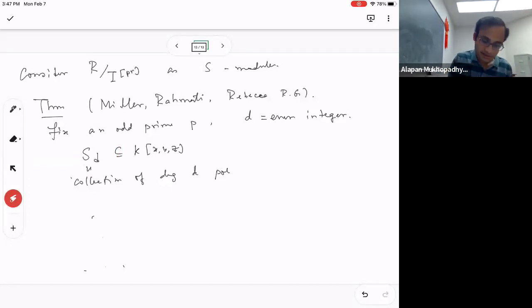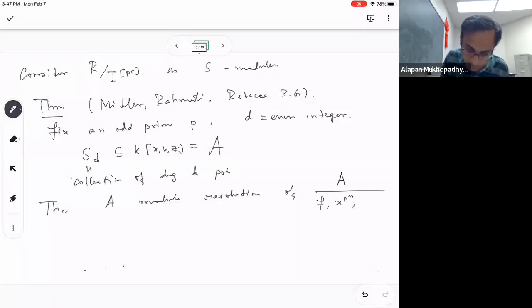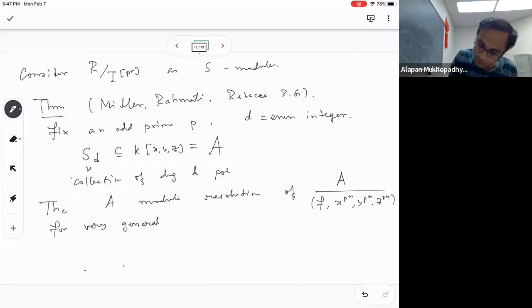Okay. And what does the result say? The result says that, call the polynomial ring A, the A-module resolution of A mod (f, x power p power n, y power p power n, z power p power n) for very general degree d polynomial f, and n large, is as follows.